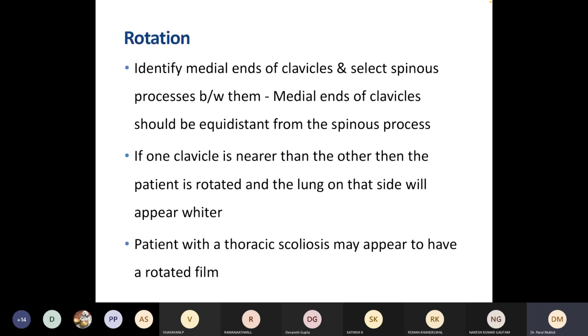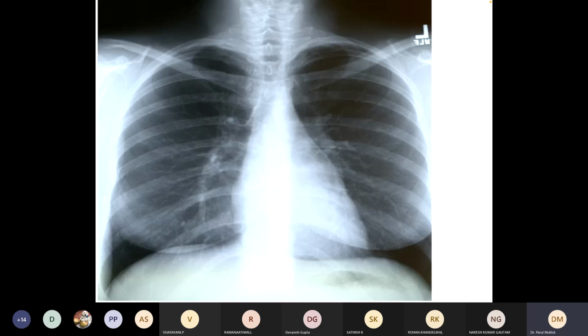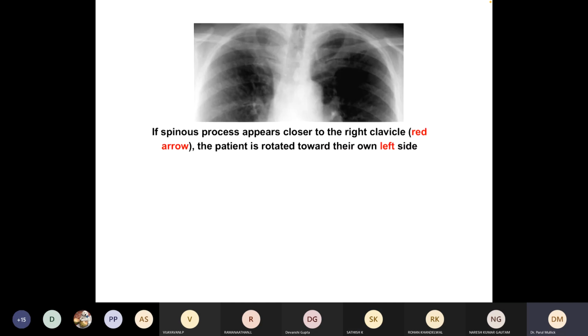So how do you identify rotation? Now, to identify rotation, look at this. This yellow line that you can see is an arbitrary line we draw through the spinous processes. Then you look at the medial ends of the clavicles, those two red lines that you are seeing at the side. Now, if these two lines are equidistant from the yellow line in between, that means there is no rotation. Okay? I'm waiting for a yes. Yes, ma'am. Okay.